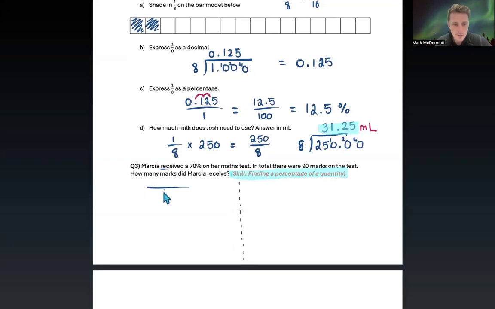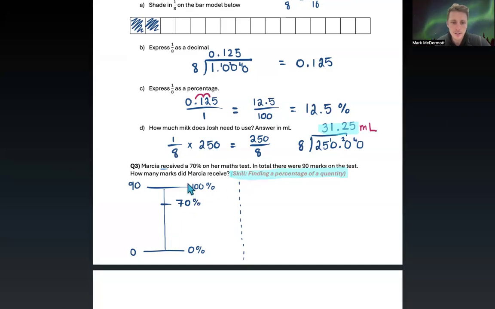The first way is with what's called a double number line. On one side you have the percentage, so 100% is at the top of your number line, and 0% is at the bottom. Then you think about what the total amount is. It's out of 90 marks, so that must correspond to 100%. If you get 0 marks, you get 0%. Marcia received 70%, so 70% is about there.